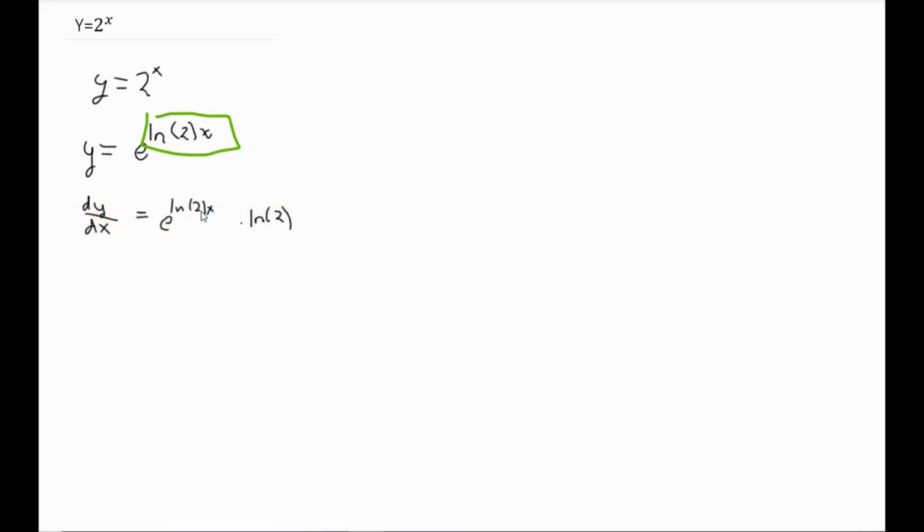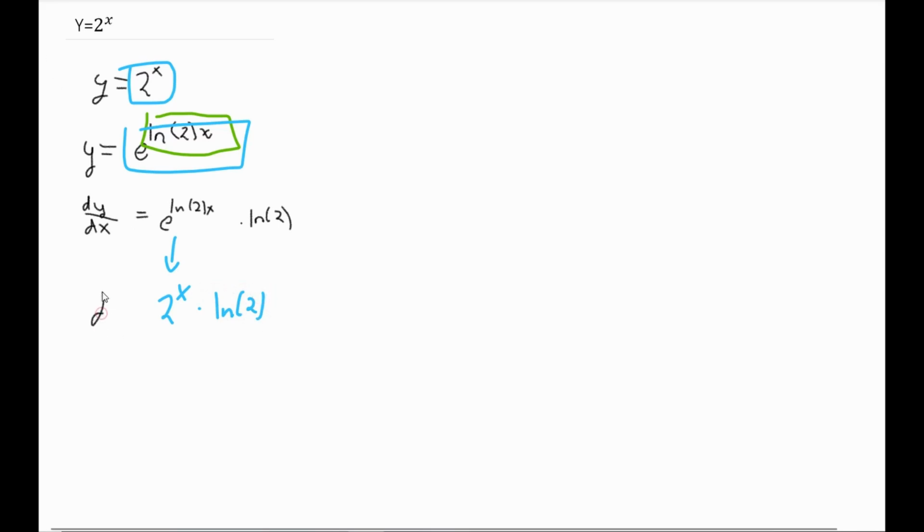However, we can still simplify. And the way to simplify is if you notice, these two are the same. And we have an e to the ln of 2x, which means that we can rewrite this as 2 to the x. Right now, that's the same as 2 to the x times ln 2. So that's actually the answer here. dy/dx is equal to 2 to the x times natural log of 2.